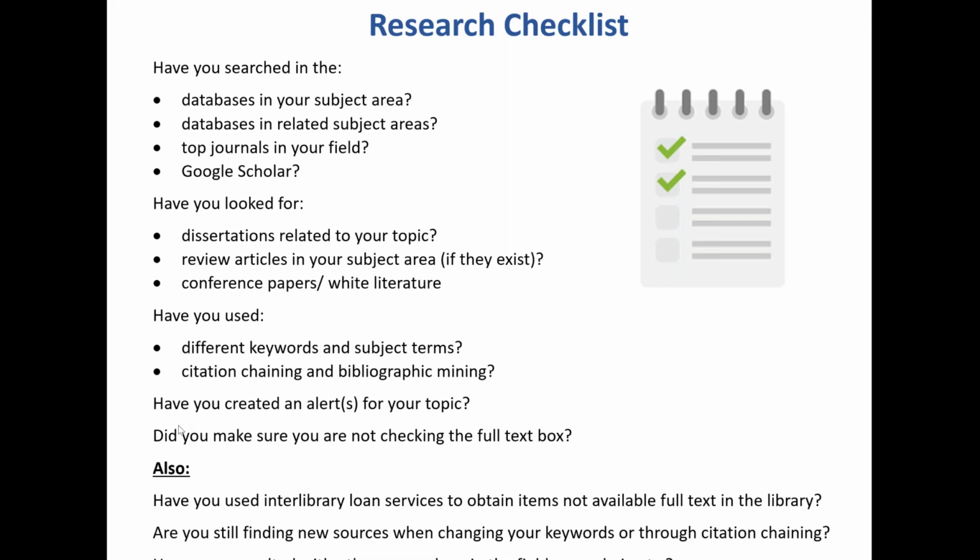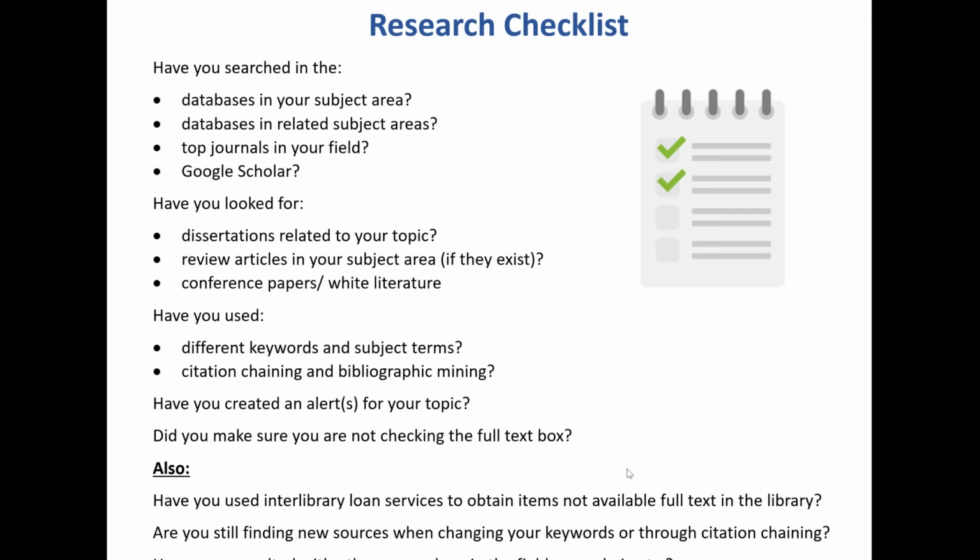Have you created an alert for your topic? Oh, we didn't cover that yet. I'll actually do that in a minute. Did you make sure you checked the full text box? And then did you use interlibrary loan services to obtain items that are not available full text in the library? Take advantage of it. It's a free service through the library, and it's actually pretty quick. Most people get their items within a day or two. Sometimes it takes longer, but it's generally pretty quick.